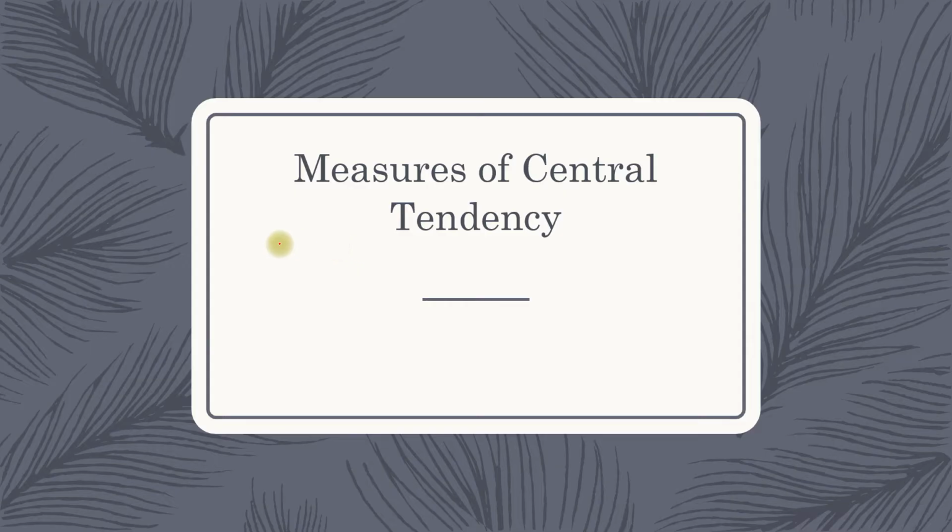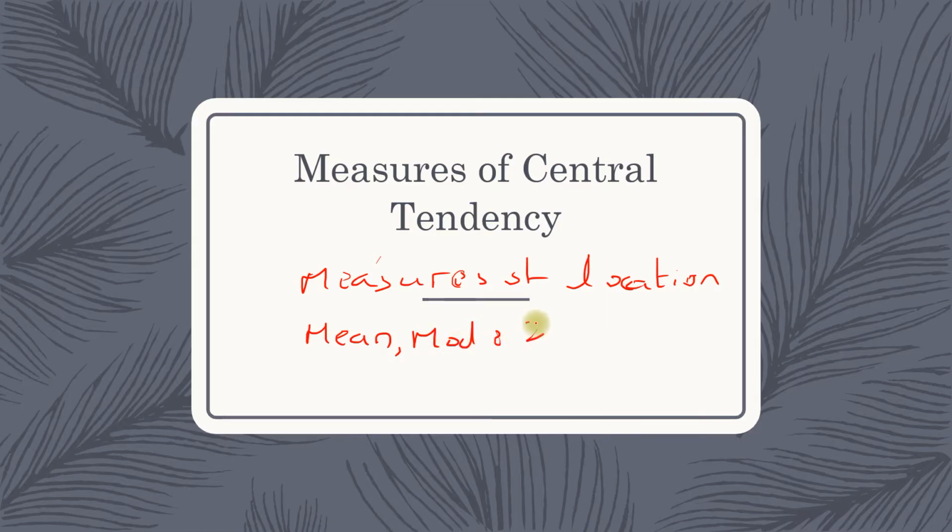When we refer to the measures of central tendency, we also refer to the measures of location. Measures of location, all right? That's also what we call it. The measures of central tendency can be referred to as measures of location. There are basically three measures of central tendency that we know: the mean, the mode, and the median.